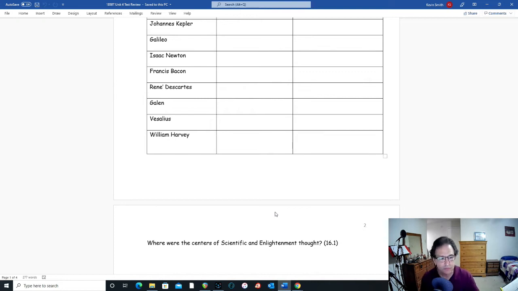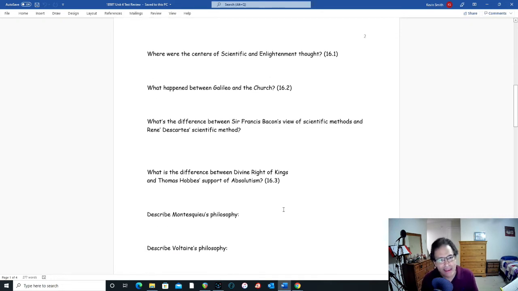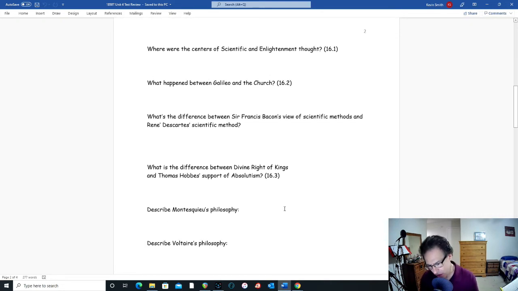So where were the centers of scientific and Enlightenment thought? The big centers, and of course you had other places in this too, but the big centers were France, England, and Italy. In other words, Western Europe. In Eastern Europe, Russia, and places like that, not so much was going on. Much more traditional. So Galileo and the church, what happened there?